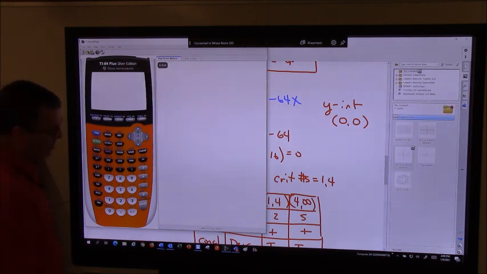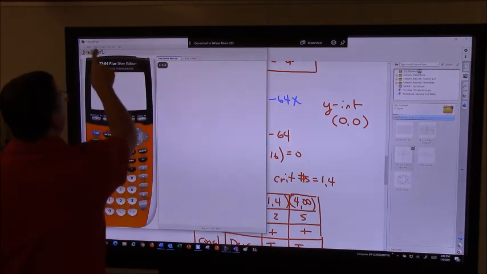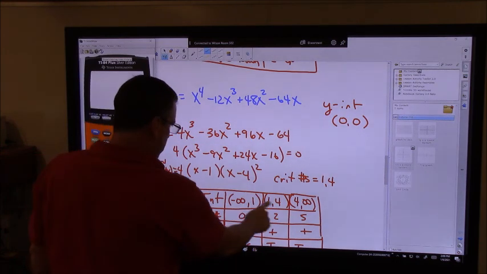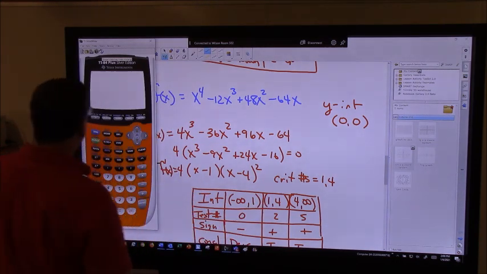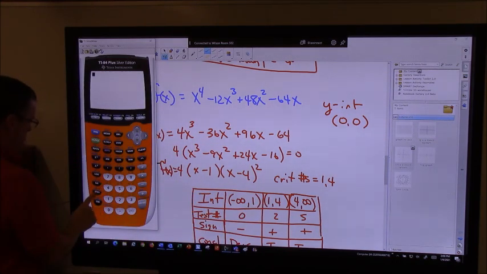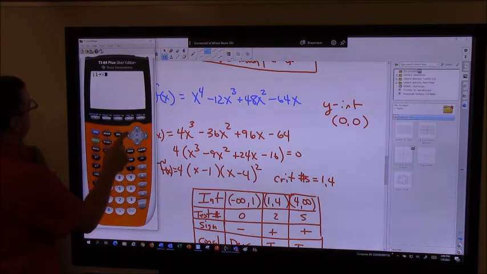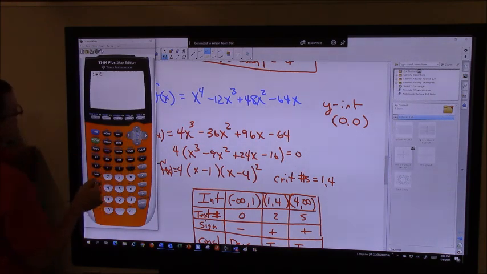So let's see. Let me start with 1 and 4. So I'm going to go 1, store that into x. Take the number 1, store it into x. I'll hit enter. That's now stored.